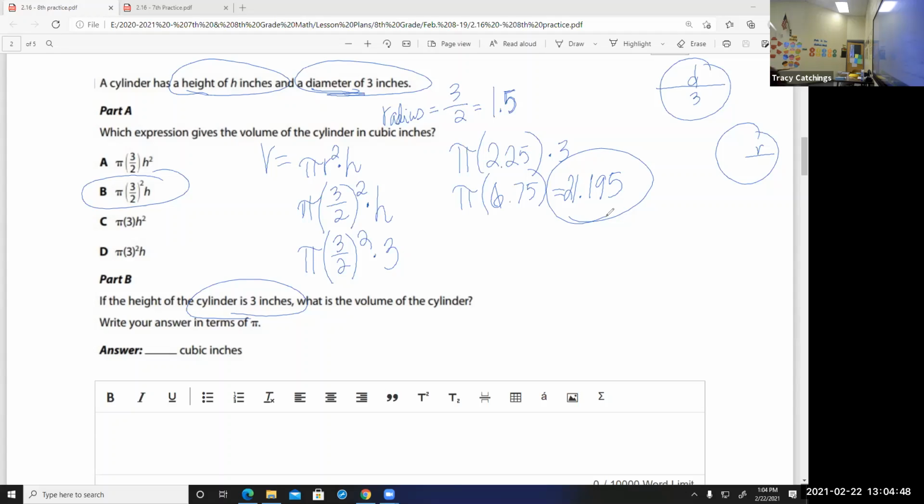Oh, but go back. They told us to write our answers in terms of what? Y'all gotta pay attention to that. So before we multiplied to get 21.195, we had 6.75 pi. So that'll pretty much be that. Make sure we pay attention to if they want us to keep pi or if they want us to multiply it out. All right, you got it?